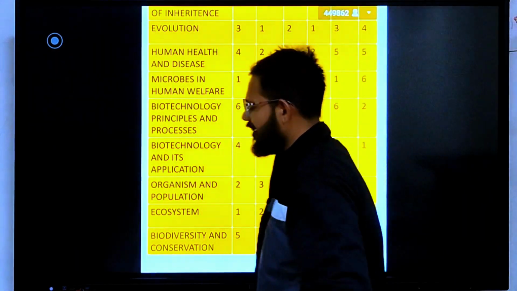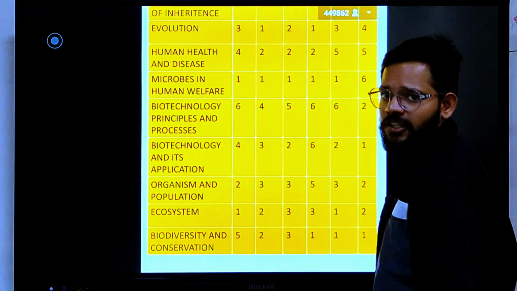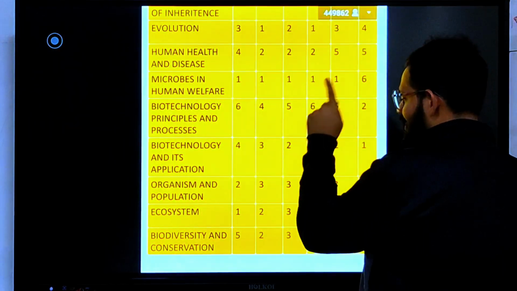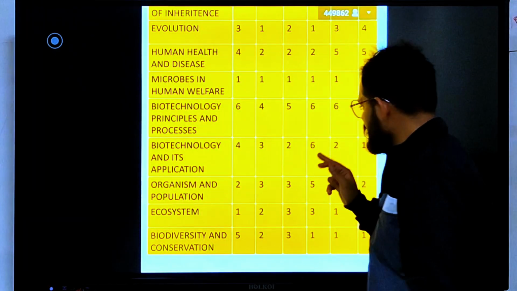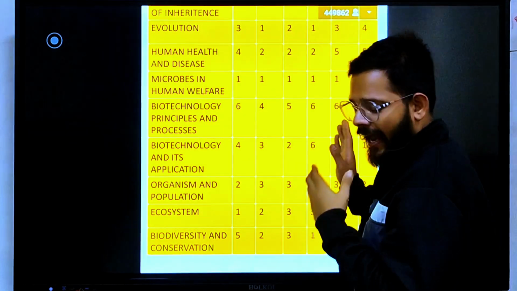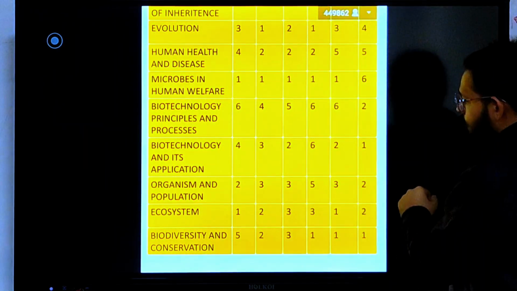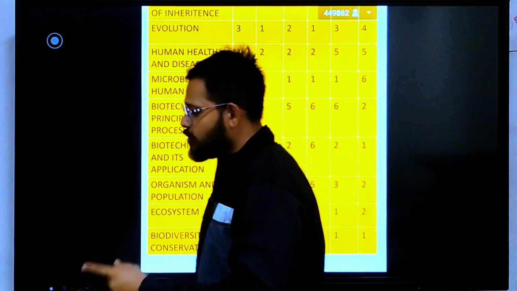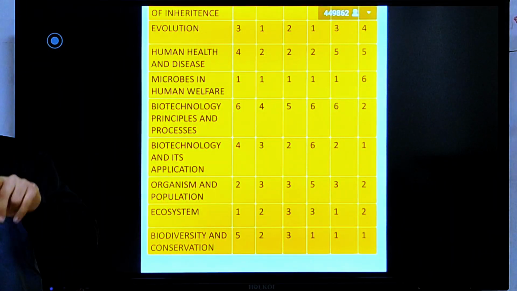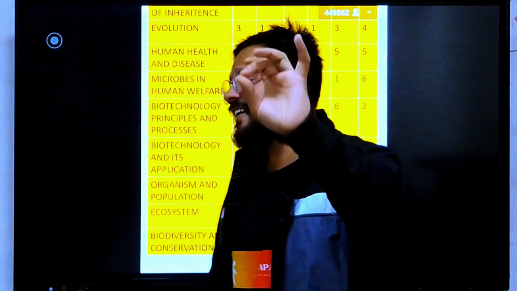Okay, next you have biotech and its applications. Last year we had 4 questions from this chapter, 3 questions in 2023. In 2022 you had 2 questions. In 2021 you had 6 questions. In 2020 you had 2 questions, and in 2019 you had only 1 question. So this year this chapter is coming with 4 to 5 questions definitely.